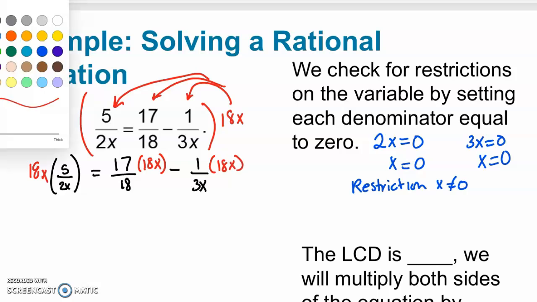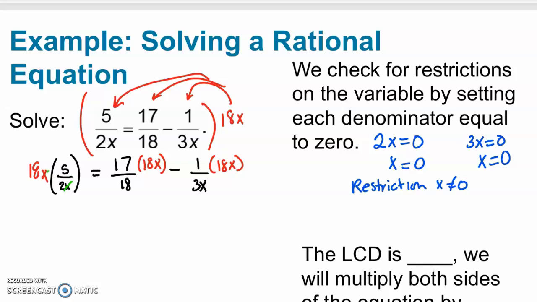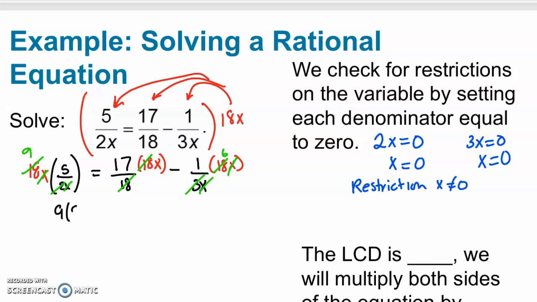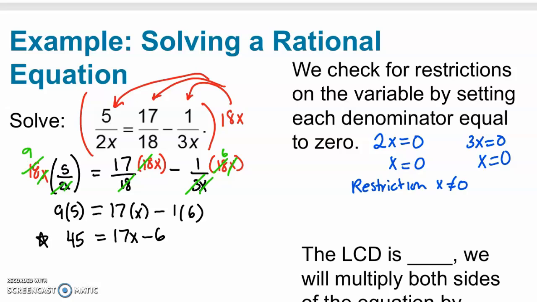And so what's going to simplify here? Well, the x's will divide out, and 2 goes into 18 9 times. In this term, the 18's divide out. And in this term, the x's divide out, and 3 goes into 18 6 times. So what am I left with? I'm just going to write the factors that I'm left with, which are 9 times 5, 17 times x, and then 1 times 6. So I'll get 45 is equal to 17x minus 6. This is a much nicer equation to solve than what this looks like, right?